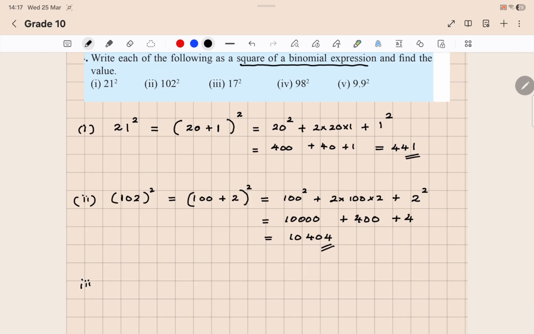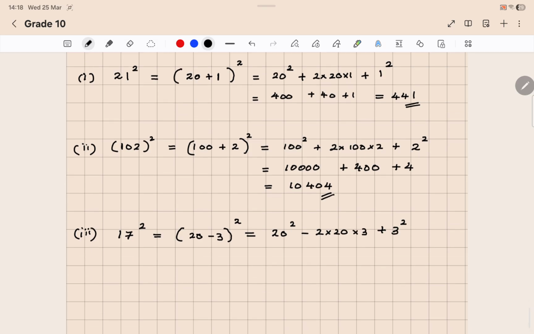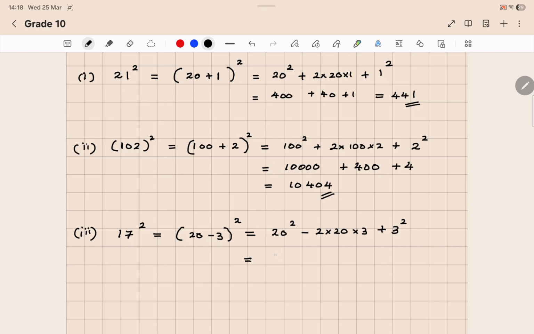Right, let's look at the next one. Number 3. 17 squared. Use easy numbers, okay? I can do 15 plus 2, but that is a little bit complicated. I will do 20 minus 3. Those are easy, no? 20 minus 3 is also 17. So I can do what? 20 squared minus 2 into 20 into 3 plus 3 squared. So think of easy numbers to square: 10, 20, 30, like this. So 400 minus 120, plus 9. So what do you get? 289.